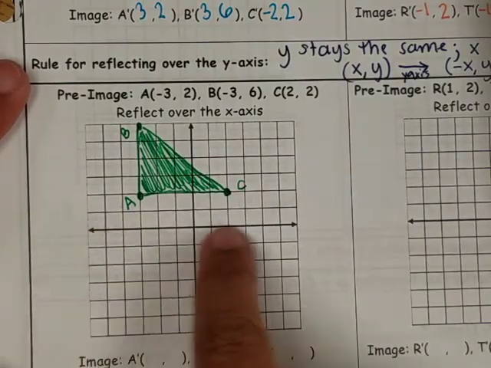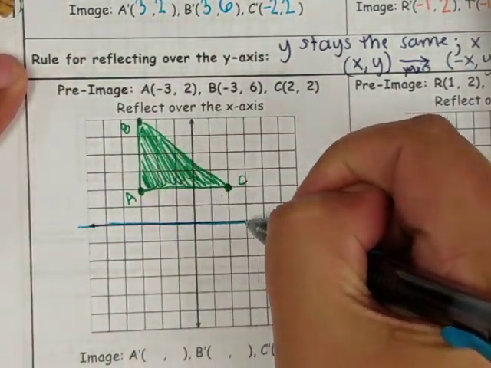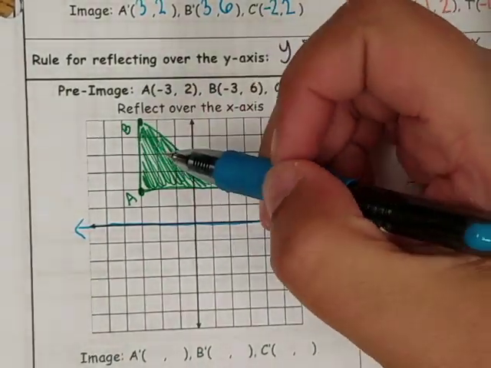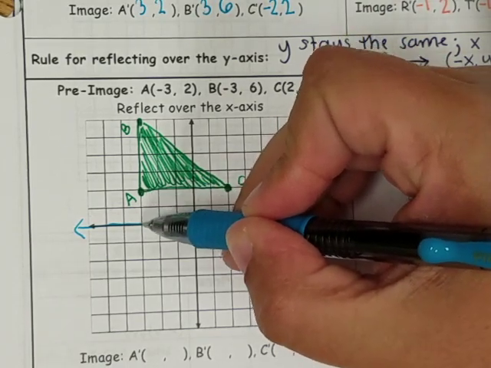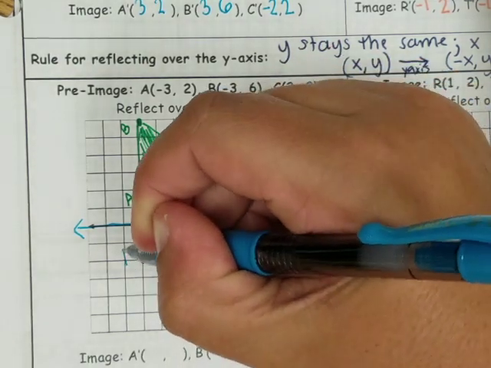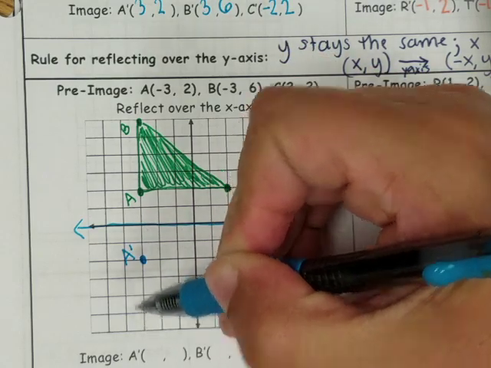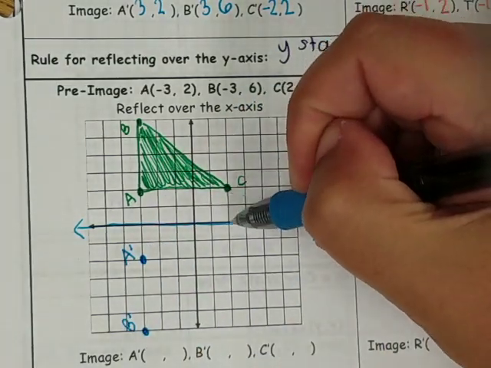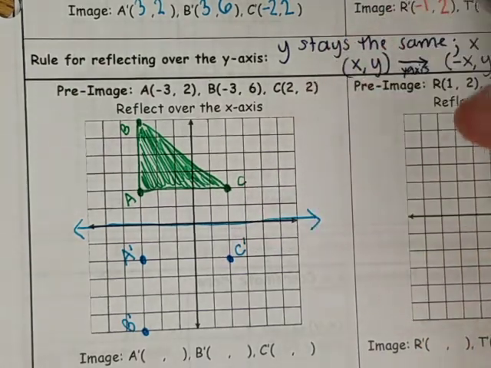Now we want to go over the x-axis. So I'm going to draw my line because I know that's what I want to go over. Again, you want to make it the same distance from your line of reflection. So A is 2 away, so A prime will be 2 away. B is 6 away, so B prime is going to be 6 away. C is 2 away, so C prime is going to be 2 away, going the other direction.